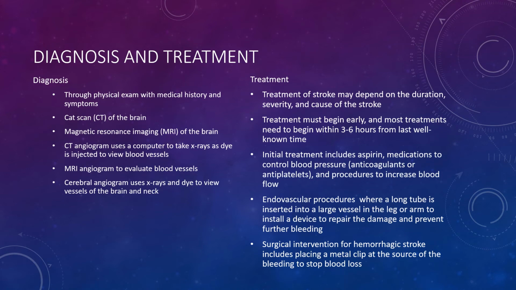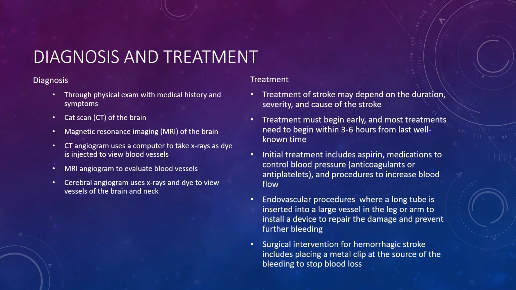The diagnosis and treatment of a stroke include the following. For diagnosis, usually through physical exam with medical history and your symptoms, a CAT scan of the brain, magnetic resonance imaging of the brain, CT angiogram, which uses a computer to take x-rays as dye is injected to view the blood vessels, an MRI angiogram to evaluate the blood vessels. Cerebral angiogram uses x-rays and dye to view vessels of the brain and neck.